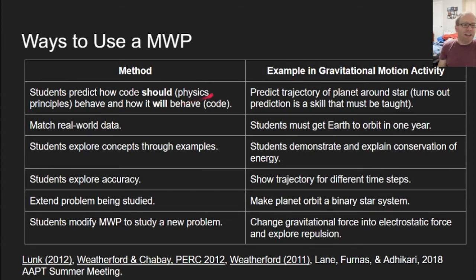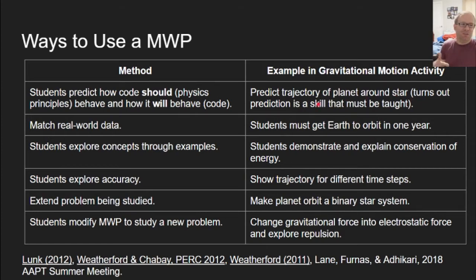So the students have to engage in physics reasoning alongside reading the code, predicting both outcomes and seeing where they differ. This is something like predicting the trajectory of the planet around the star, and it turns out that this type of prediction is a skill that has to be taught.